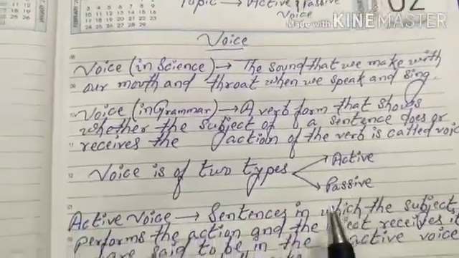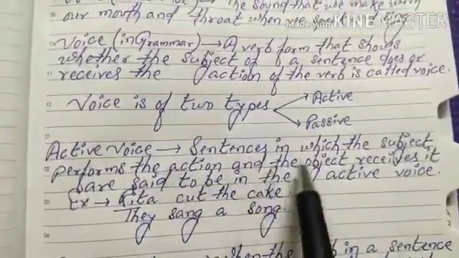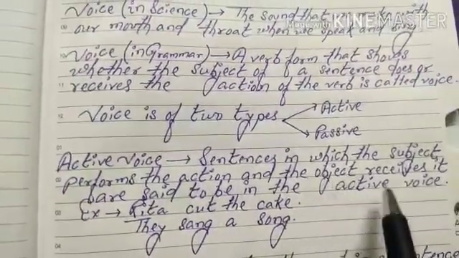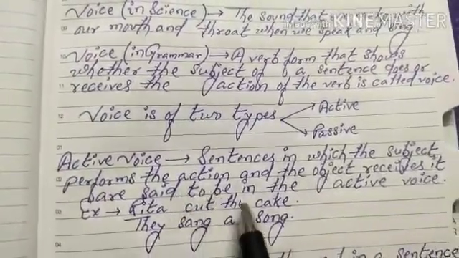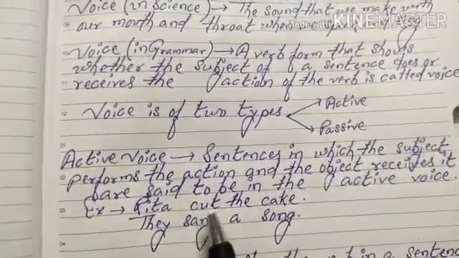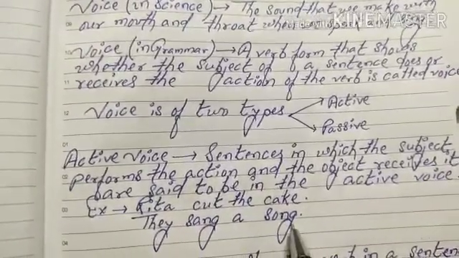Let's take a look at the definition of active voice. Sentences in which the subject performs the action and the object receives it are said to be in the active voice. As for example, Rita cut the cake, they sang a song.